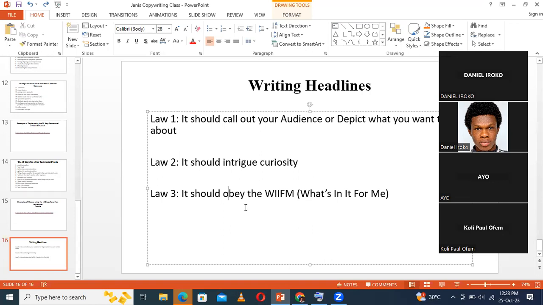See, people that are going through the pain that you wrote about in your headline, they will read it. That's the truth. If somebody has HIV now, you write the headline that you finally discovered the cure for HIV that has been hidden for years. People with HIV will read it. People without HIV will not read it. That's the thing. You understand?